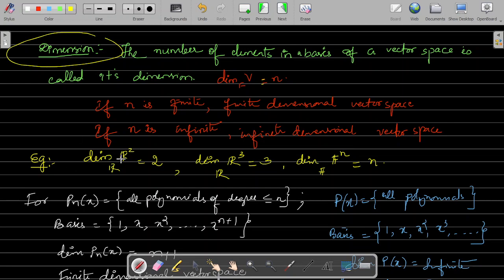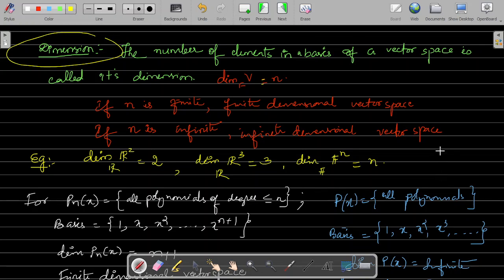Consider this: dimension of R square over R is 2. You have seen the standard basis (1, 0), (0, 1). So there are 2 elements in a basis. You have checked with some other basis also. That other basis also contains 2 elements. So dimension of R square over R is 2. Dimension of R cube over R is 3. Dimension of F n over F is always equal to n, where F is some field. So these are all examples of finite dimensional vector spaces.